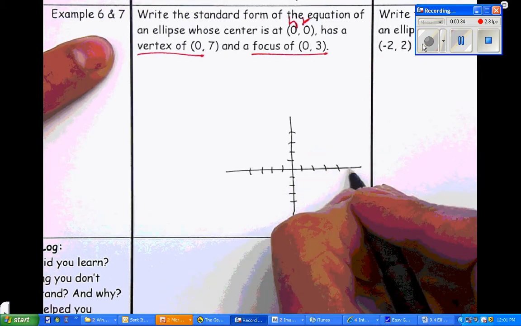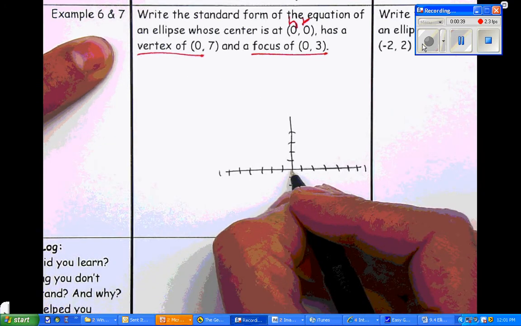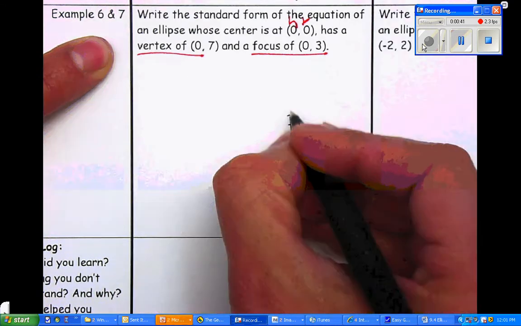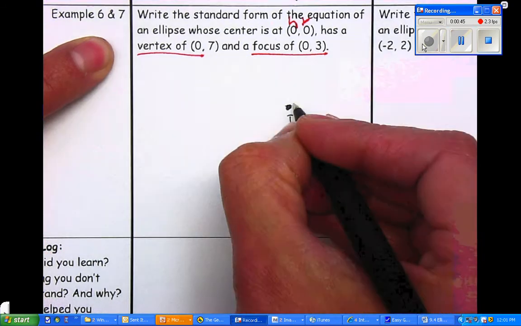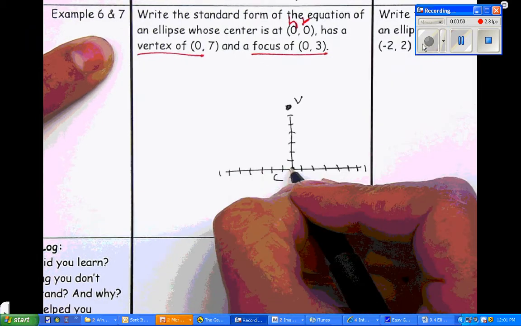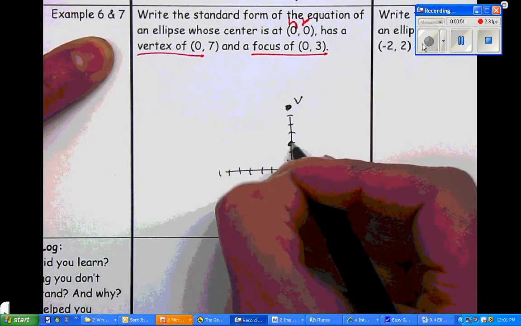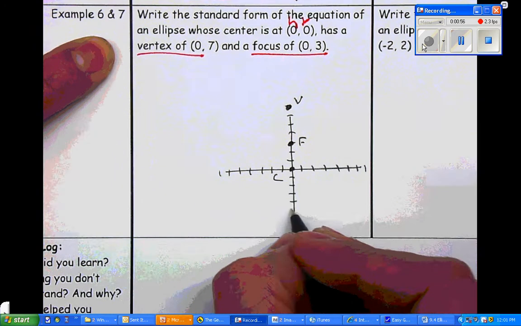Your vertex is (0, 7). 1, 2, 3, 4, 5, 6, 7. That's going to be your vertex. Your center is (0, 0). And your focus is (0, 3). Notice that your other vertex will be (0, -7).